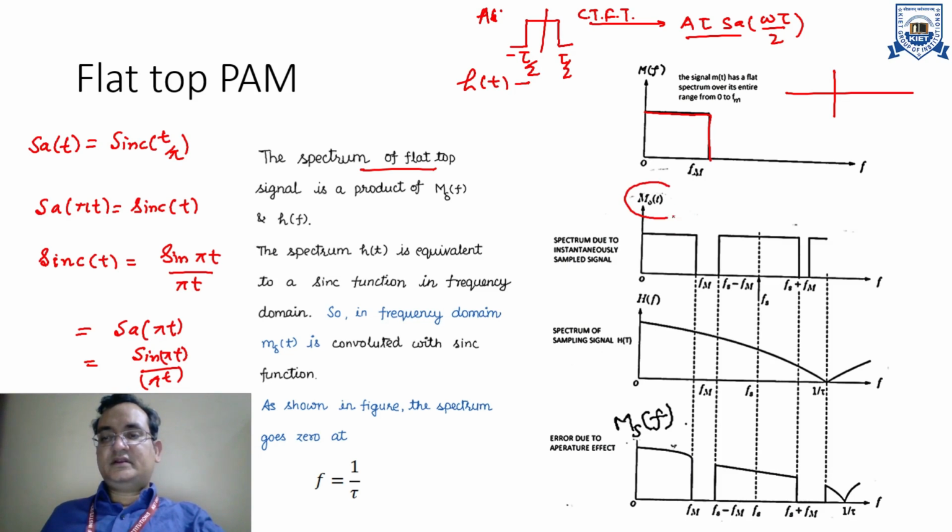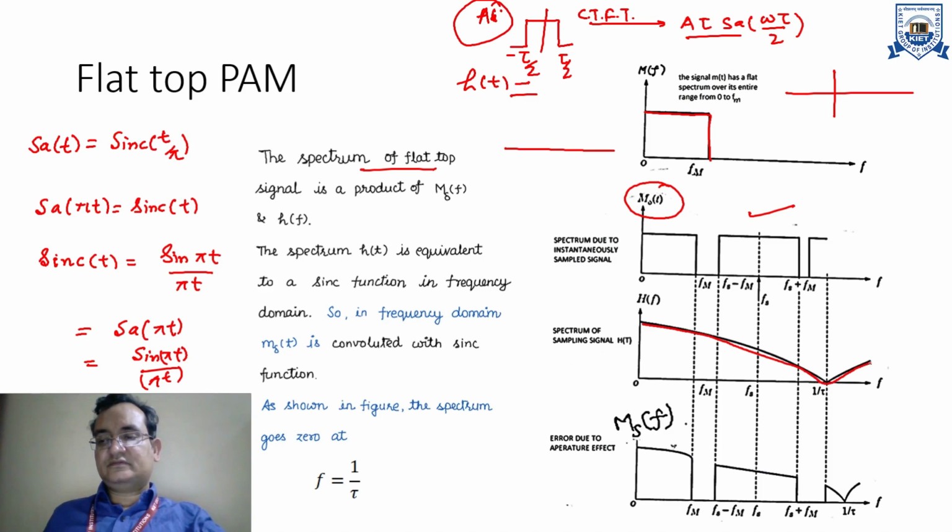So this is the m delta t, which is the time domain expression of the pulse train when you sample your actual signal with the impulse train and convolve with the h of t, right? So you will get this signal. This is the spectrum of this one, because when you take the CTFT of a rectangular pulse, you will get this H of f like this, right?